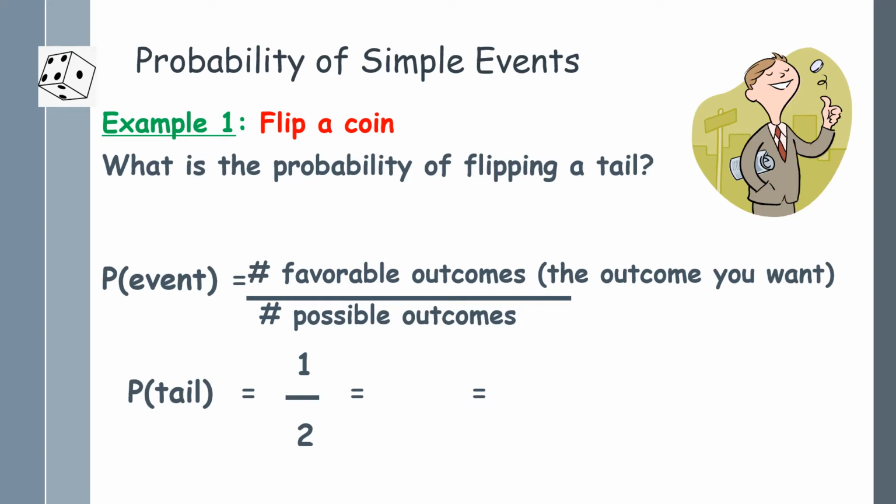Once you've written your fraction, you know that the probability of flipping tails on a penny is 1 out of 2. We can divide the numerator by the denominator to come up with the decimal, and then convert that to percent. What percent is 1/2 equal to? 50%. And how would we write that as a decimal? 5/10.